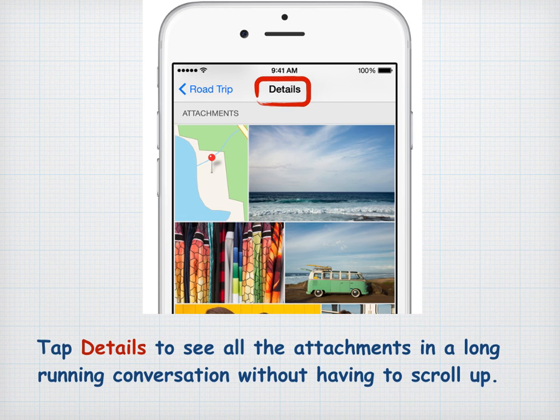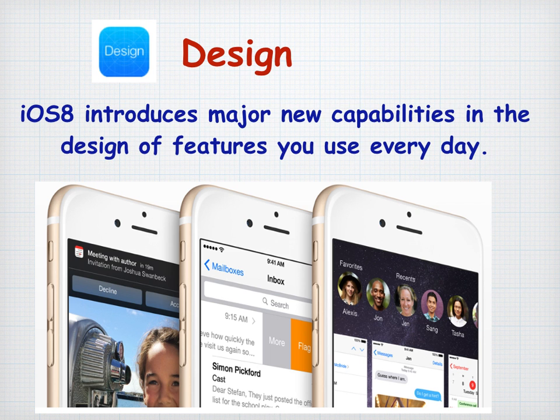You can also tap Details to see every attachment from a conversation. So it's simple to browse through the photos or the videos within a thread without having to go back and forth looking through the earlier messages.